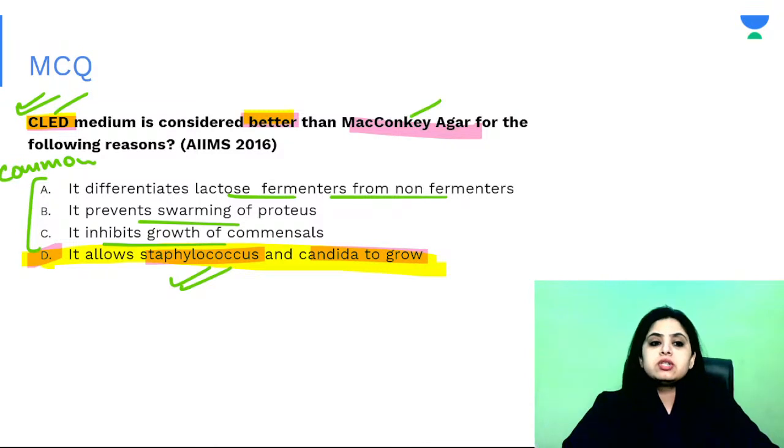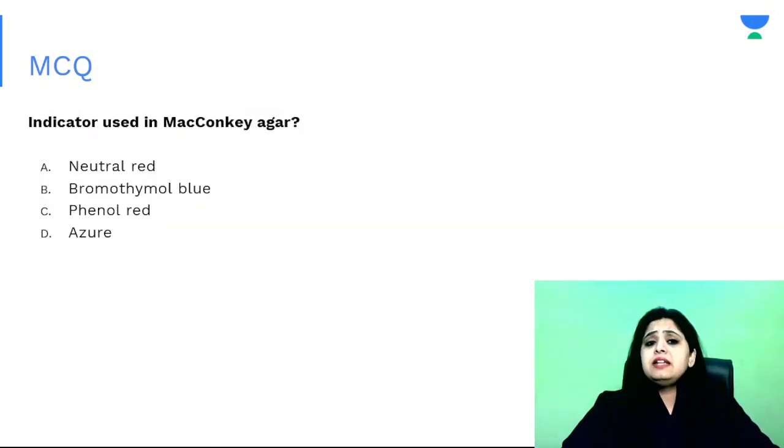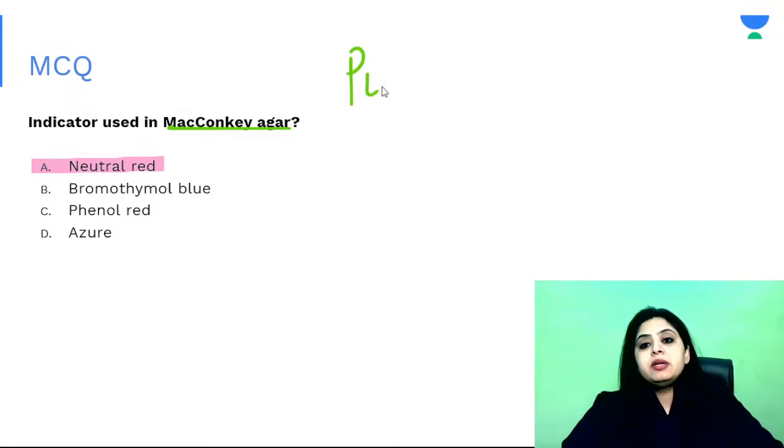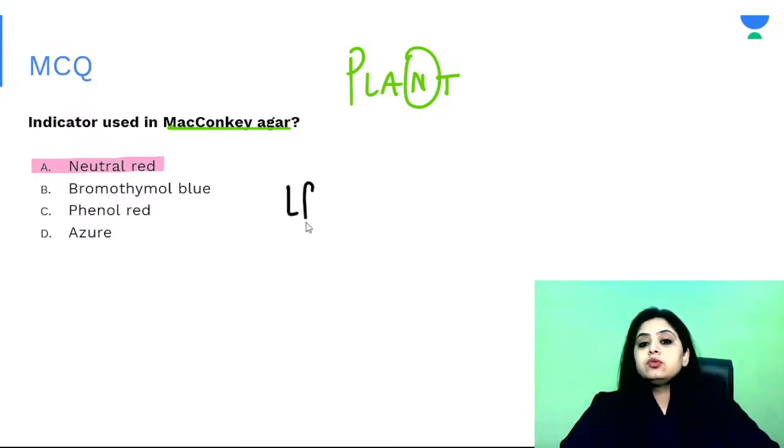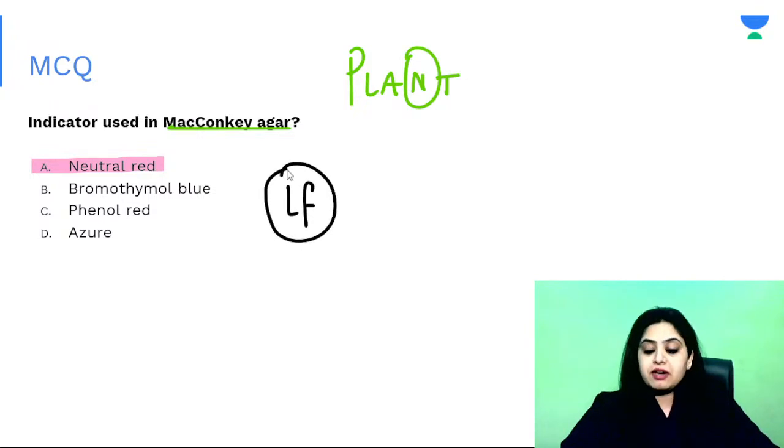Can I twist the question a little? And indirectly, if I ask you the indicator used in MacConkey agar, this was also a previous year question. Now it becomes so simple that the indicator will be a part of the plant mnemonic. And yes, we are going to have neutral red. So now tell me, what are the two main lactose fermenters that you have? Because after that, we are going to start another set of questions.